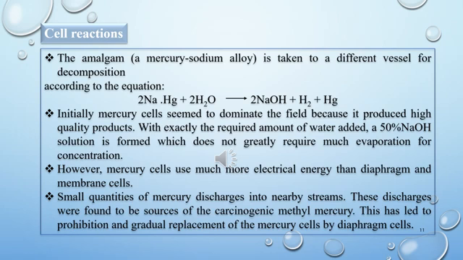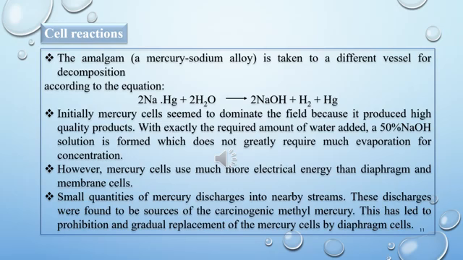Now the next point is, initially the mercury cells seem to be dominant in the field because it produced high quality products. With exactly the required amount of water added, a 50% sodium hydroxide solution is formed, which does not greatly require much evaporation for concentration.